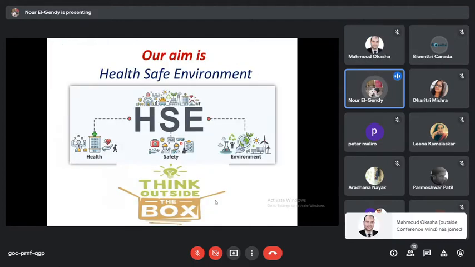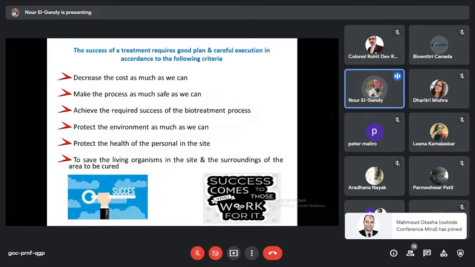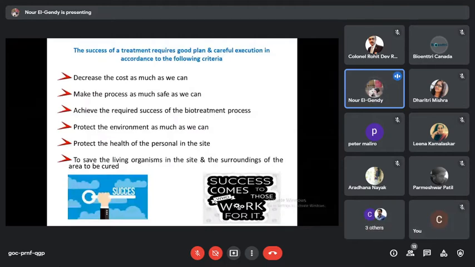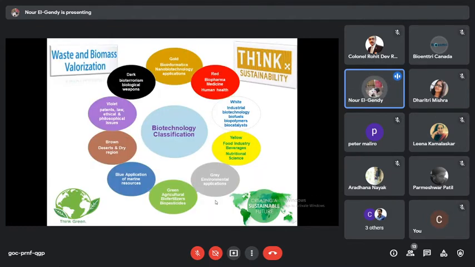As our aim is a healthy and safe environment, we should find a solution with some criteria: decrease the cost as much as we can, make the process as safe as we can, achieve the required success of the applicable process, protect our environment when we apply the solution, and protect the health of the personnel on the site, to save the living organisms on the site and in the surroundings of the area to be treated. Here comes the solution for most of the problems we face: the sustainable solution coming from biotechnology.